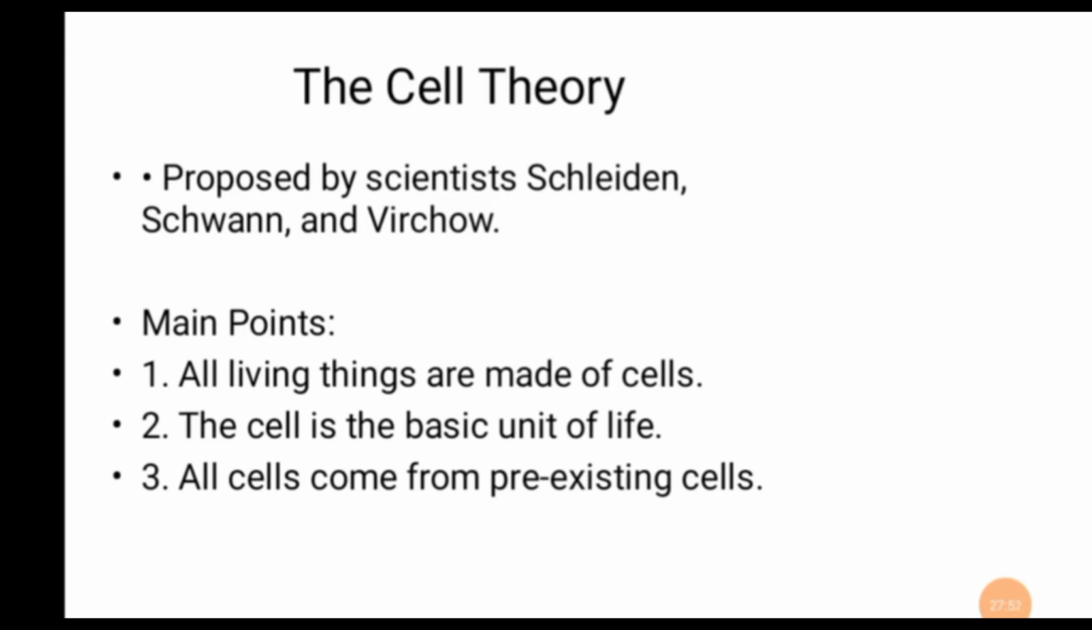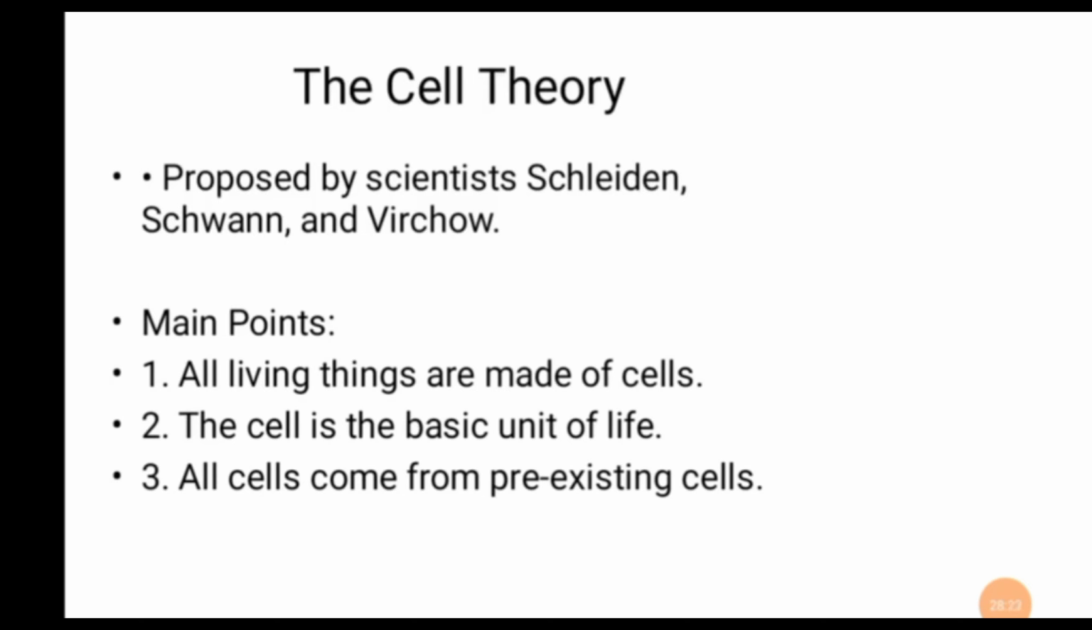Number three, all cells come from pre-existing cells. There are no cells that just magically form in your body. Every cell that is being formed in their billions is formed because there were pre-existing cells, cells that existed before, and they decided to spread and reproduce to get more cells.